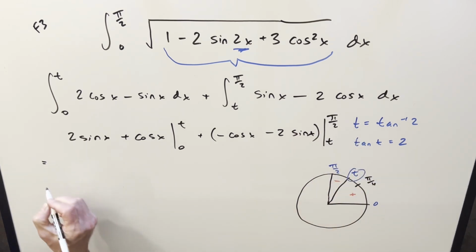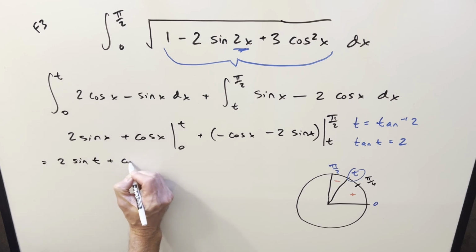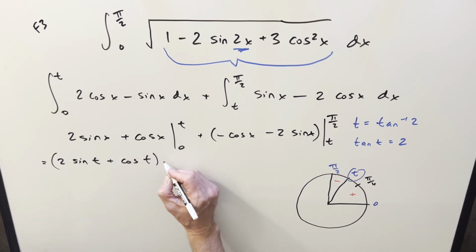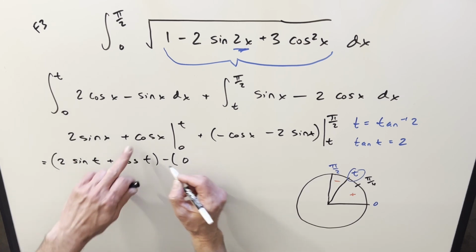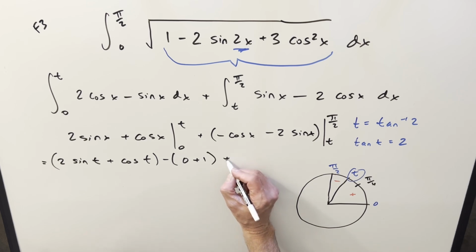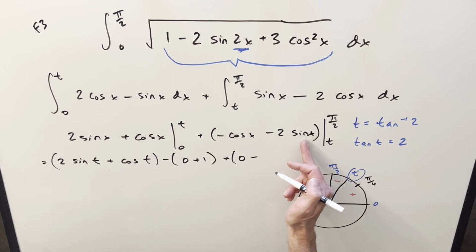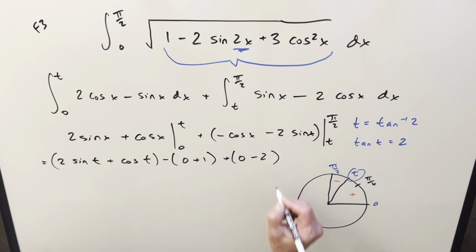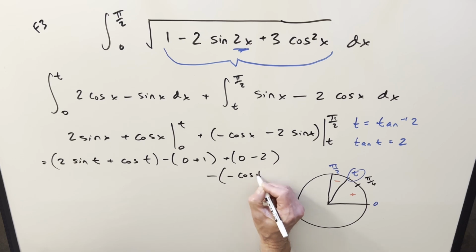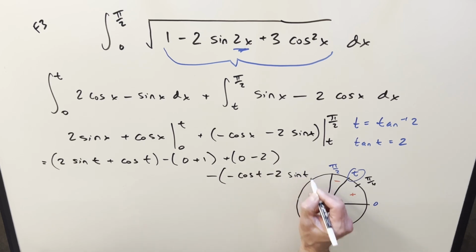We'll go ahead and just plug everything in, so we'll just leave the t for now. So we'll have 2 sine t plus cosine t, then minus plugging in 0. That first part, sine at 0, that's just a 0. Cosine at 0 is going to be a 1. Then evaluating at pi over 2, cosine pi over 2 is 0, minus sine of pi over 2 is 1, so this is just going to be a minus 2 here. And then plugging in a t, here we'll have minus cosine t minus 2 sine t.